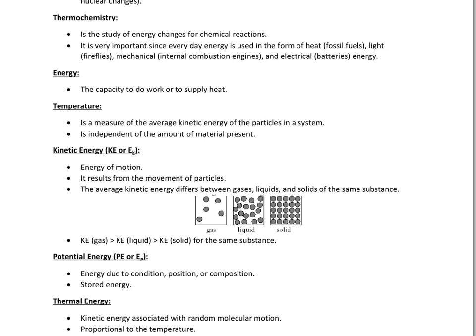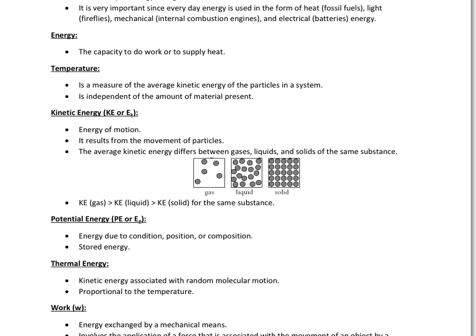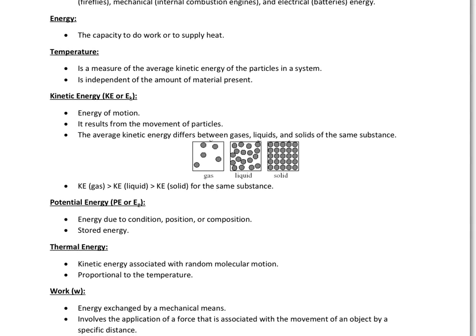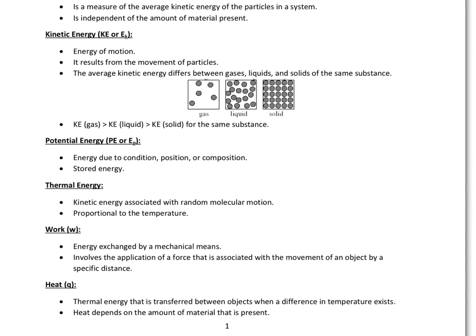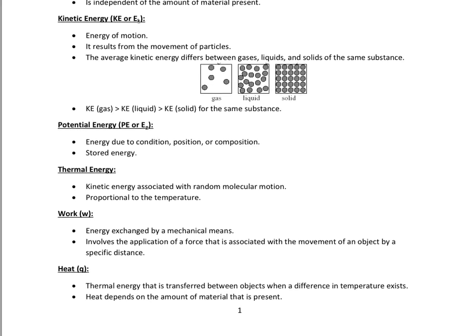Potential energy is the energy due to condition, position, or composition. More or less, it's stored energy and the potential for kinetic energy. Thermal energy is the kinetic energy associated with random molecular motion, and it is proportional to the temperature.